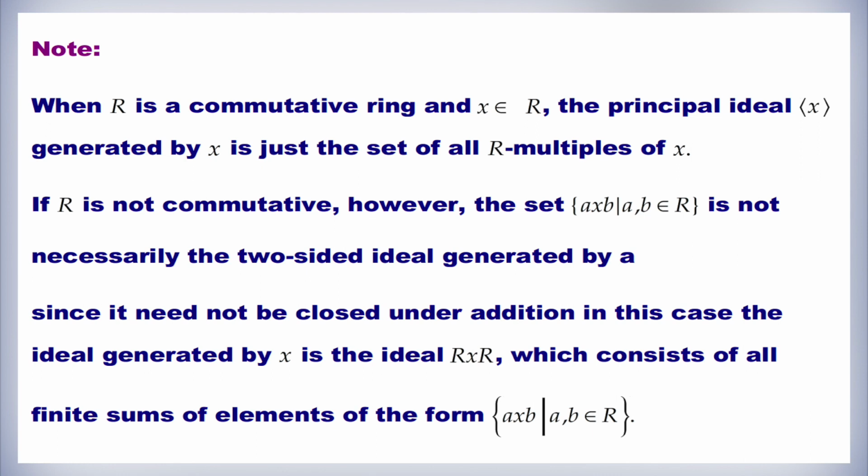If R is not commutative, however, the set of all axb such that a, b belong to R is not necessarily the two-sided ideal generated by x, since it need not be closed under addition in this case. The ideal generated by x is the ideal RxR, which consists of all finite sums of elements of the form axb, the set of all axb such that a, b belong to R.